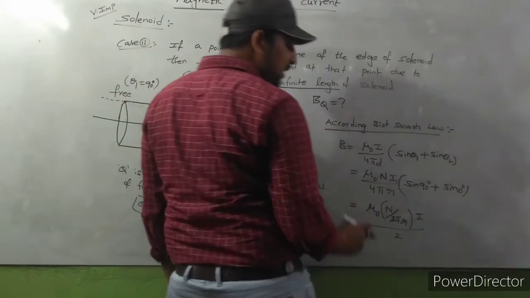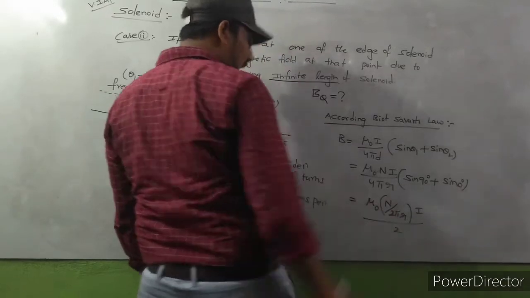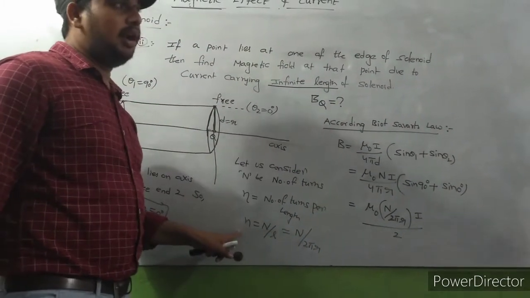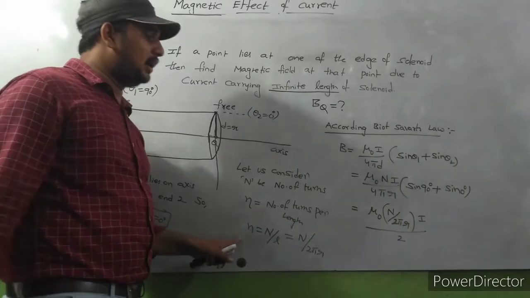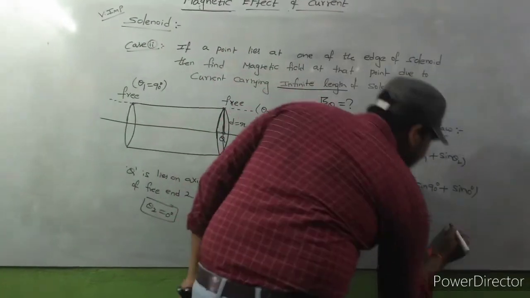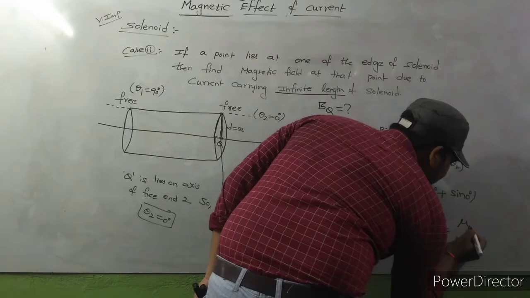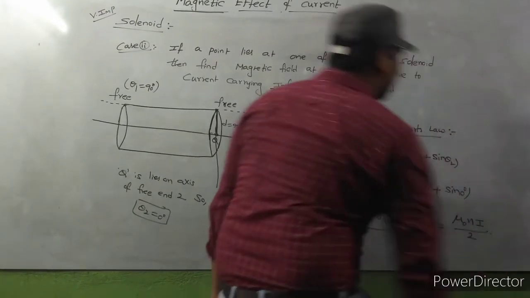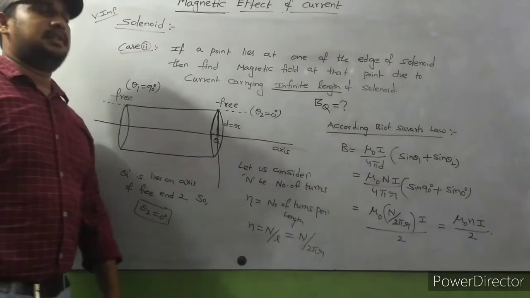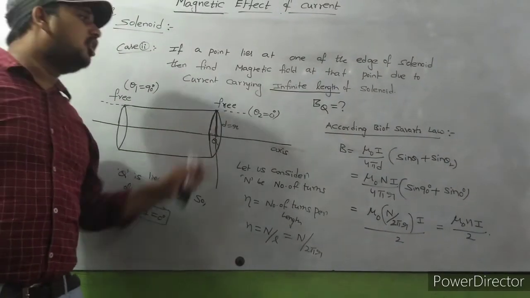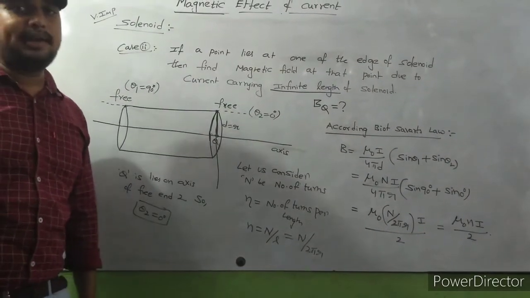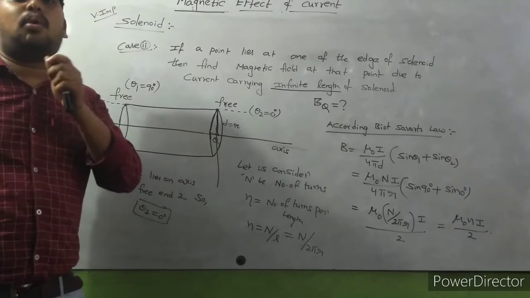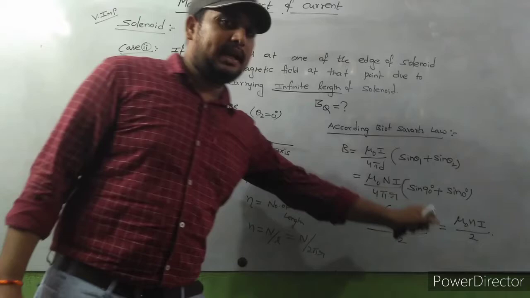Finally, mu naught into capital N by 2 pi r, you know already, is nothing but small n, the number of turns per unit length. So we can replace this as mu naught into small n into I by 2. If any point lies at the edge of the solenoid, the magnetic field at that point is given by the formula mu naught n I by 2.